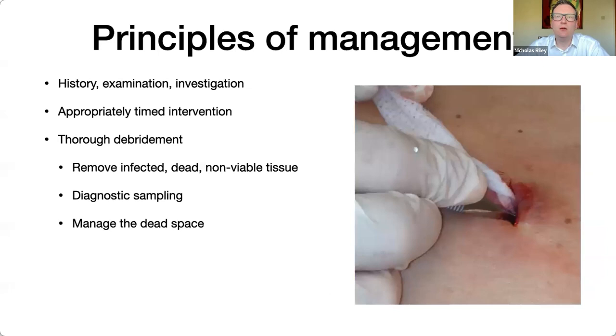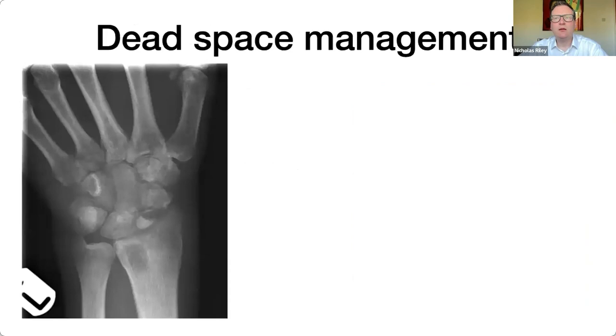Dead space is something that's often overlooked. The first operation that a lot of us have done as surgeons is to drain an abscess. And one of the key parts of that is packing the abscess with ribbon gauze so that you don't allow the pus to reaccumulate. And we often forget that in the context of bone infection. I think this is a good illustrative case to talk about how we use dead space management in different ways in the hand and the wrist.